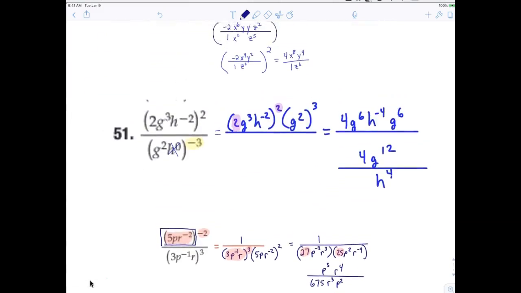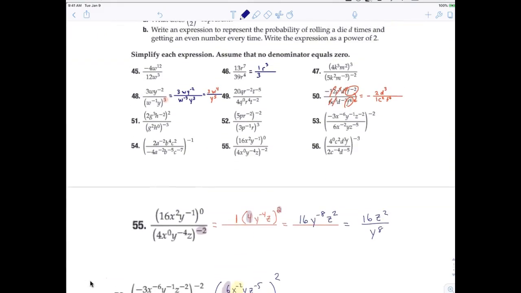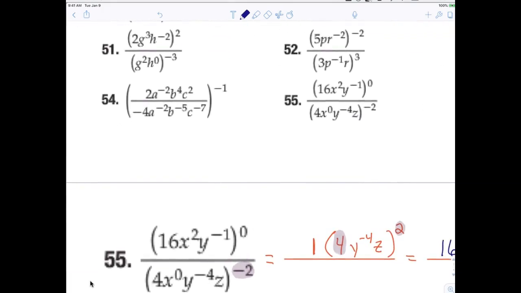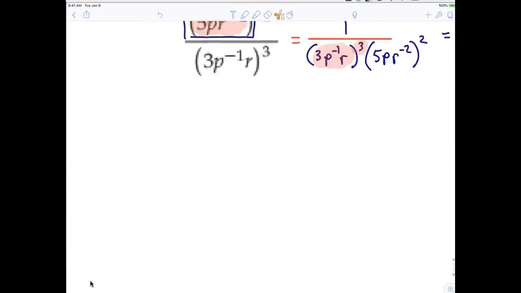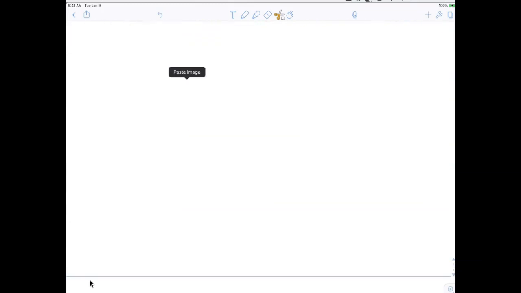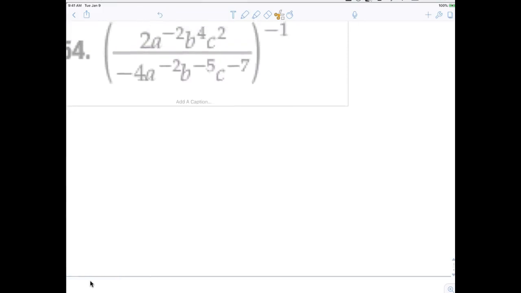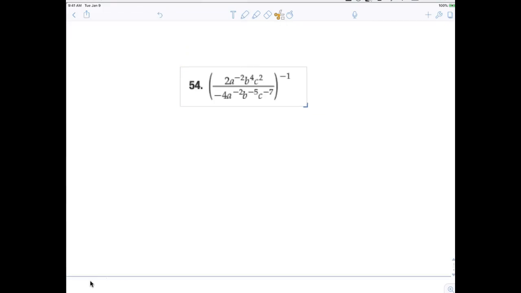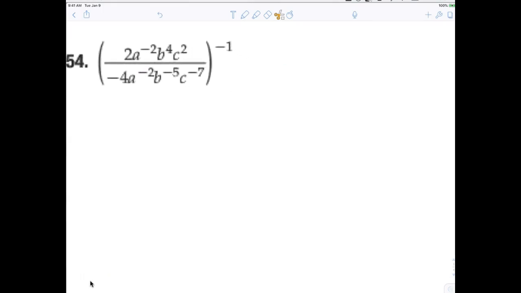All right, now let's take a look at which number was that? 52. All right. So now we're on 54. Okay, so Ellis, you get to tell me about 54 here real quick. All right, here we go. Now 54 is actually not as hard because it's being raised to the -1. All right, so because it's being raised to the -1, what does that mean?